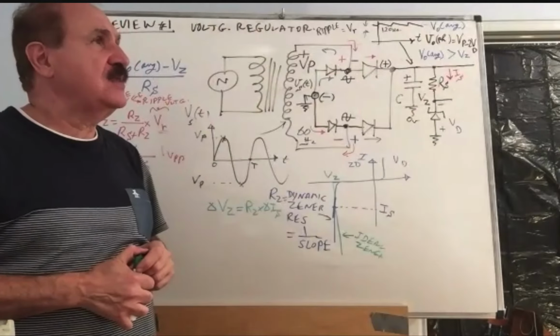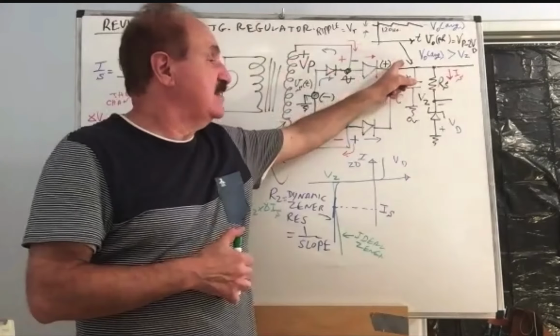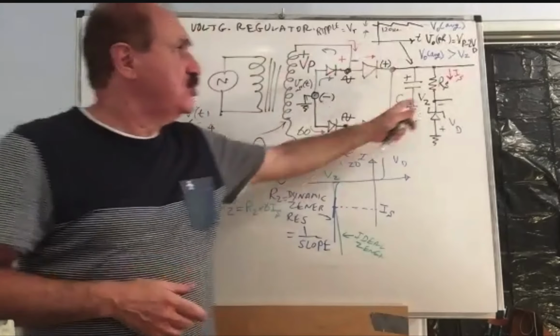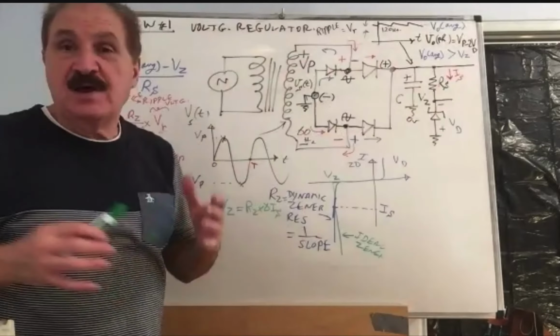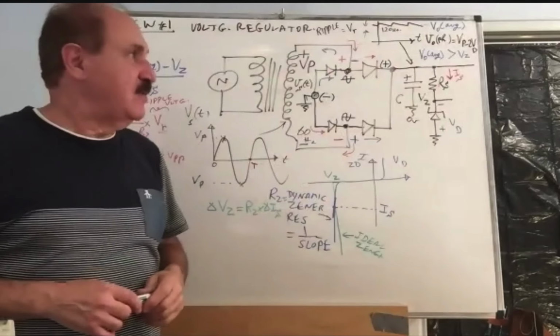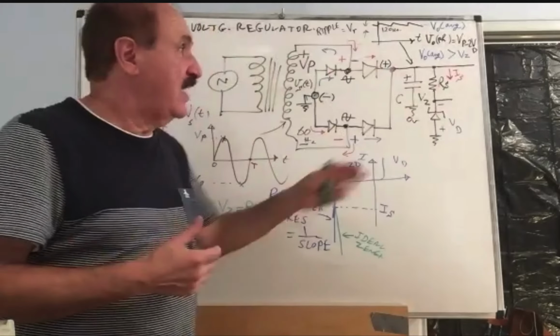Actually, 0.5% of the ripple at the capacitor. So the larger RS is, the better it will reduce the ripple. But here comes the problem. The problem comes when you have a load.